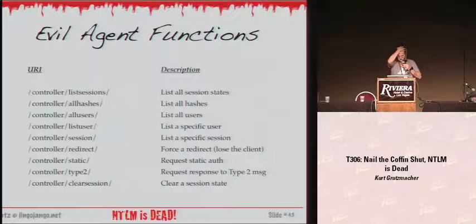Now, this list is just kind of the major controller API functions. The evil agents communicate over HTTP to Squirtle. They send basic requests: list all my sessions, list all your hashes, list a specific session key, redirect that person to somewhere else because I don't care about them anymore, I want to get them away, etc. So these are functions you can code up as an API. Everything comes back as JSON results.